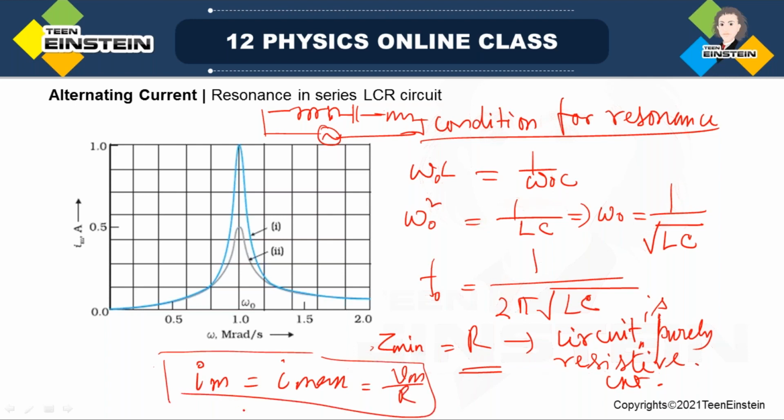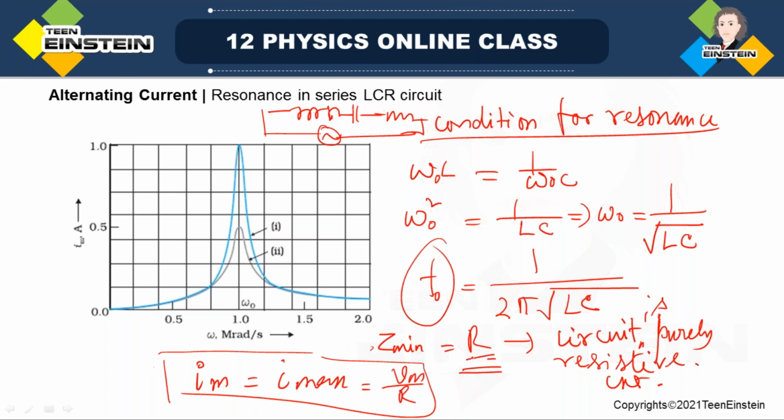So this is the expression for the current. Sometimes you will be given the voltage, the resistance, the self inductance value and the capacitance value, and you will be asked to find out what is the frequency of resonance, what is the maximum current, etc.